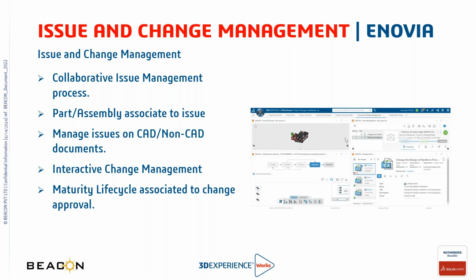Now, let's say there are changes addressed in the community, but there are some issues within the assembly which need to be addressed and tracked throughout the process. That can be done with issue and change management, where all these tools are related to part assembly. In day-to-day life, we tend to use PDFs or printed files to mark the changes.